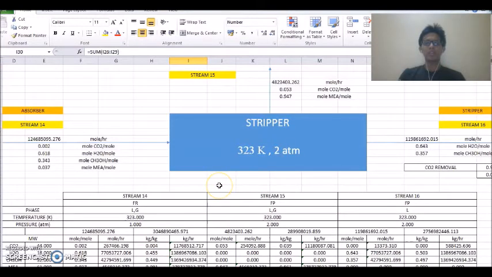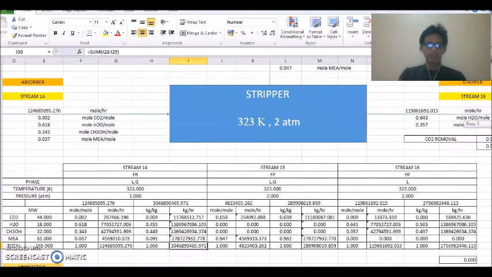This is the stripper. The function of the stripper is to remove CO2 and MEA. The temperature for the stripper system is 323 Kelvin, and the pressure is 2 atm.